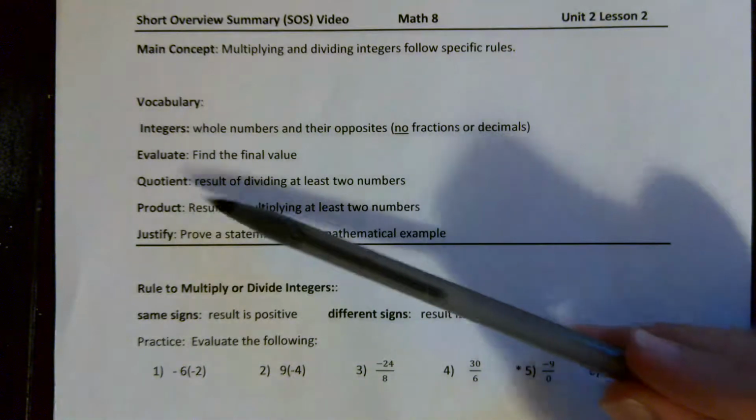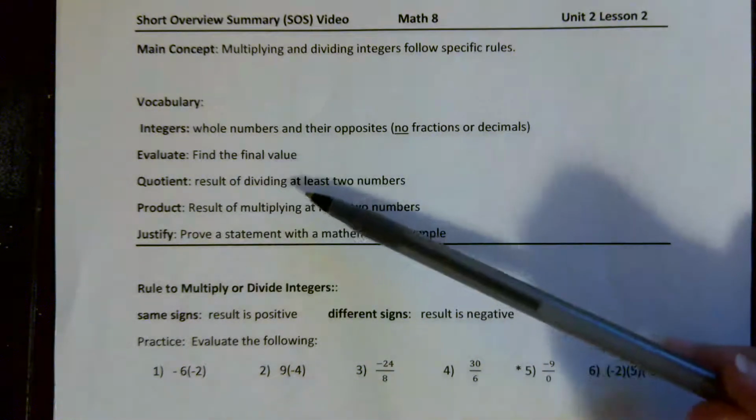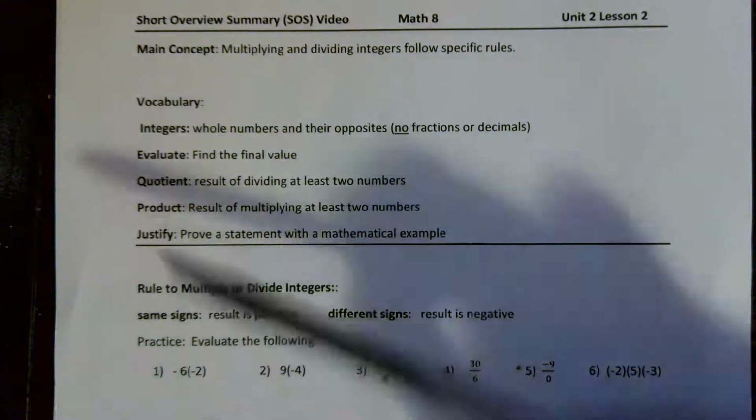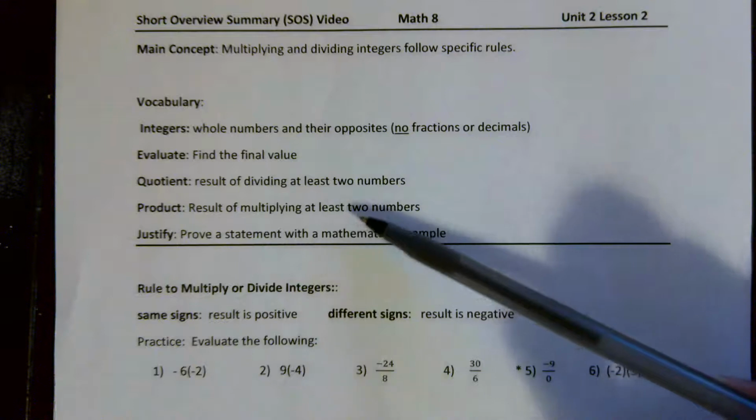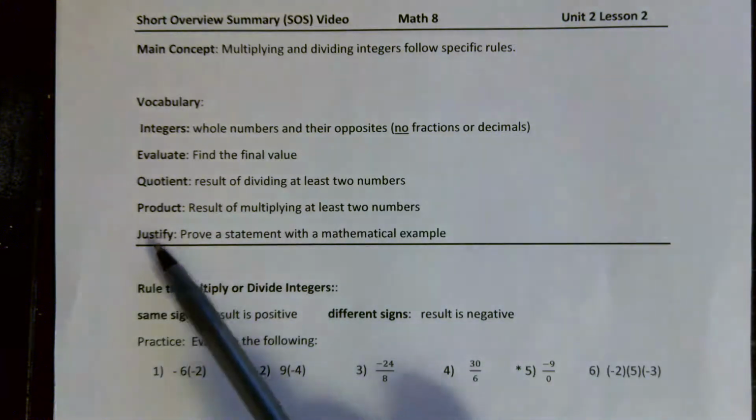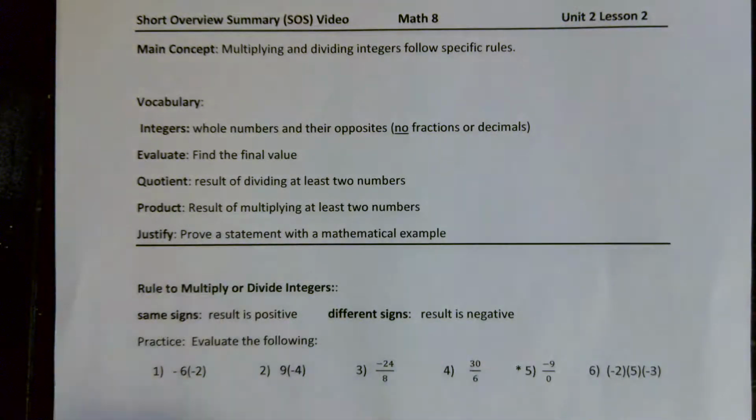The quotient is the result of when we divide at least two numbers. The product is the result of multiplying at least two numbers. And if you are asked to justify, that means prove a statement with a mathematical example. So if you agree or disagree, your example needs to support that.